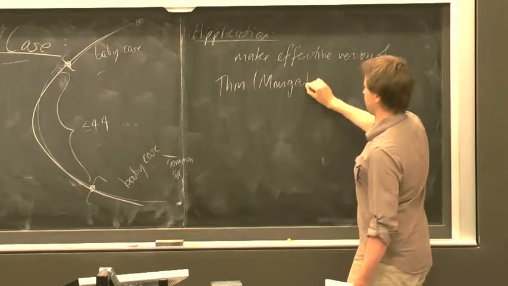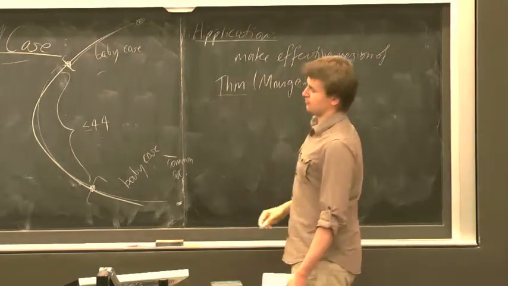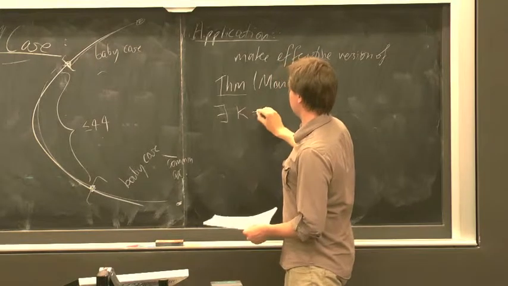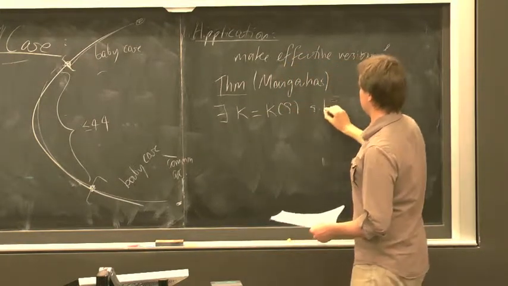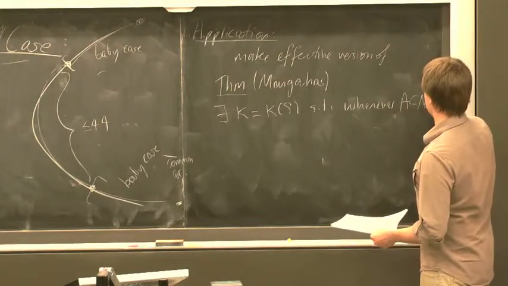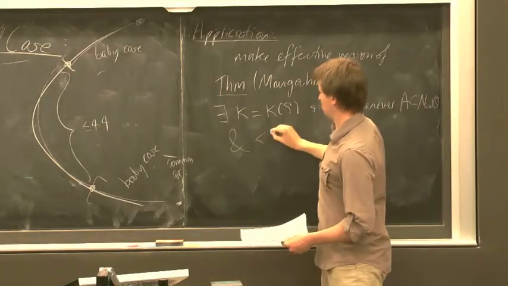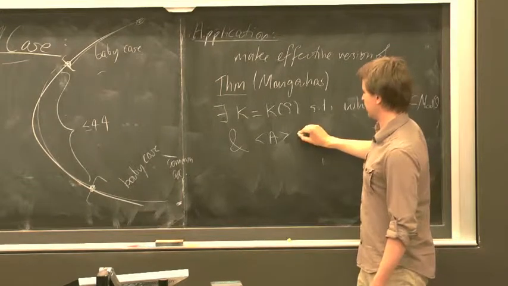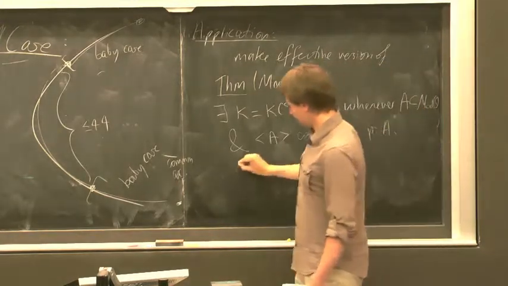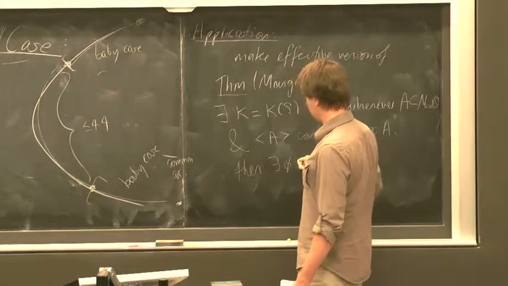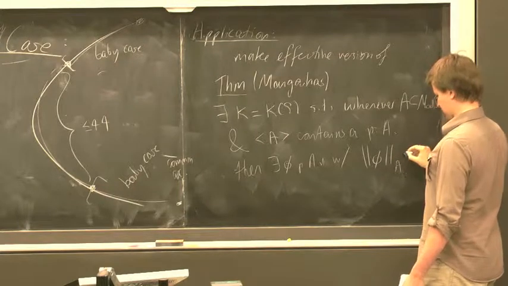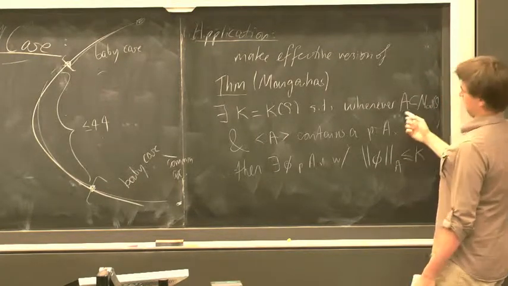And I really like this theorem. It says that given S, there is some constant K, independent of S, such that whenever A is some set in the mapping class group, and the subgroup generated by A contains a pseudo-Anosov, then in fact there is a pseudo-Anosov with a short word length in terms of the elements of A. And in fact, A doesn't need to be finite.